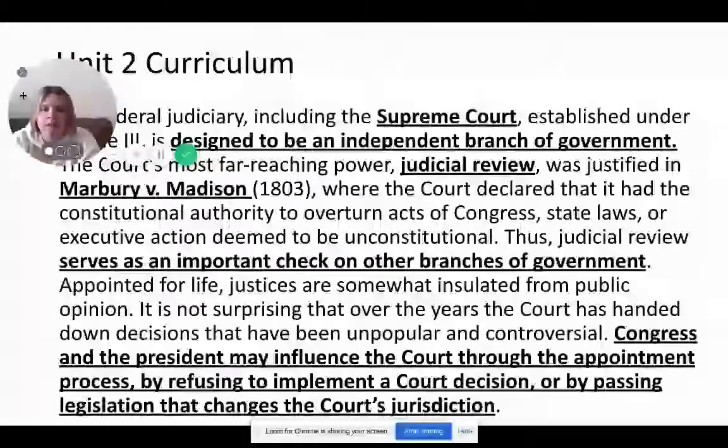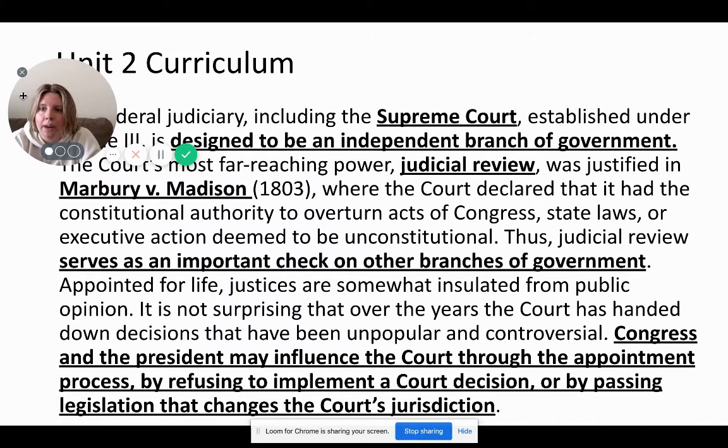Congress and the president may influence the court through the appointment process, by refusing to implement a court decision, or by passing legislation that changes the court's jurisdiction. So if the Congress and the president don't like a Supreme Court decision, the president could just say, okay, I'm just not going to implement it. Because remember, the execution of these decisions is done by the executive branch, and the Congress can play a part in also executing the laws as well.